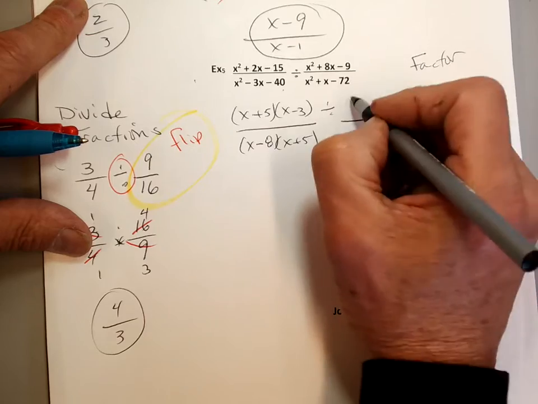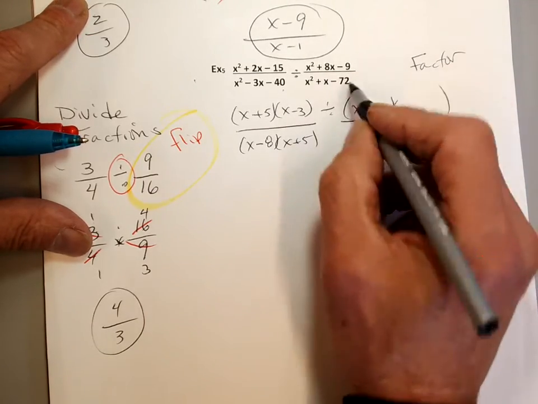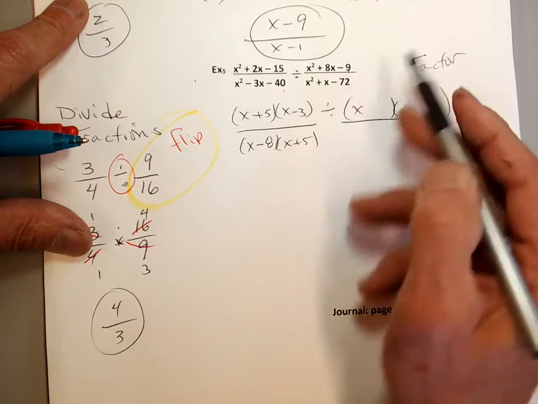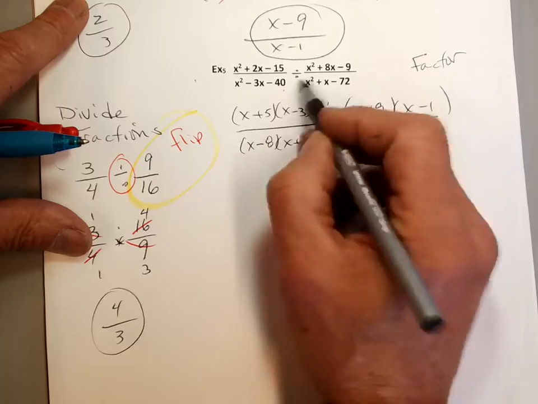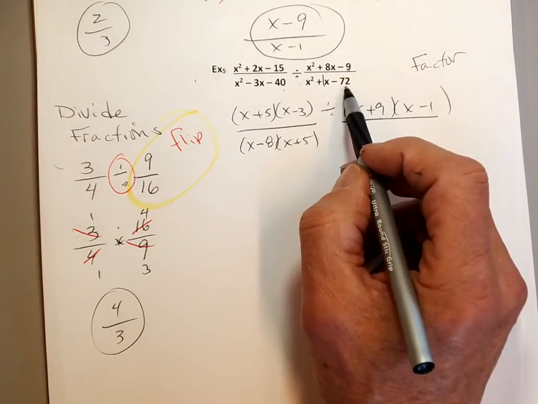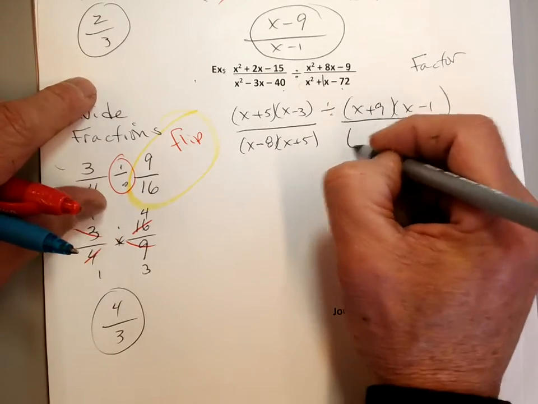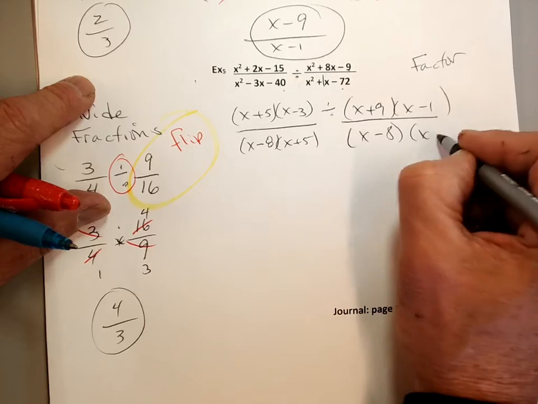Okay, let's look at the second fraction. Let's factor its numerator. How about an x? How about a positive 9, negative 1? X plus 9, x minus 1. And then we'll factor the denominator of this one. How about an 8 and a 9? How about an x minus 8 and an x plus 9?